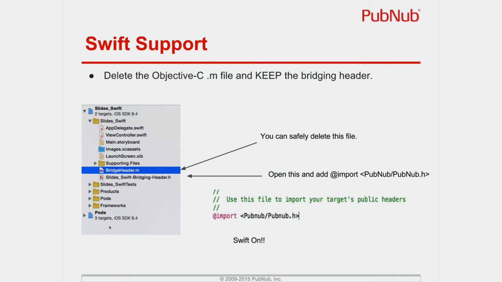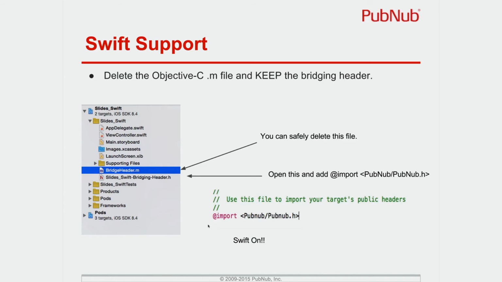In my case, the result of me creating a new Objective-C file called bridgeheader.m is what you see here on the screen. It created the bridge header when it prompted me and asked me if I wanted to configure a bridge header. I said yes, and Xcode generated this header file, the slides_swift plus bridging header .h, and it configured that for me so that the project knew where to look for imports from that header file. Okay, so we have our header.